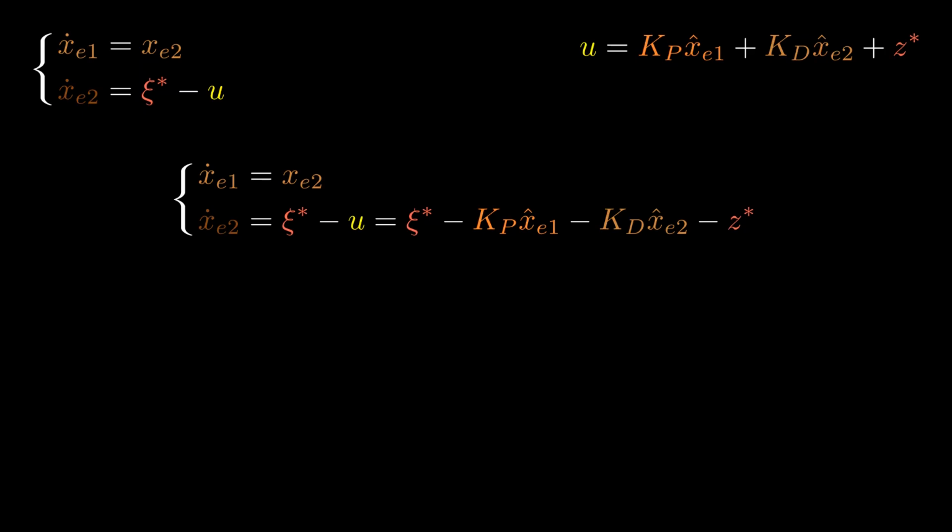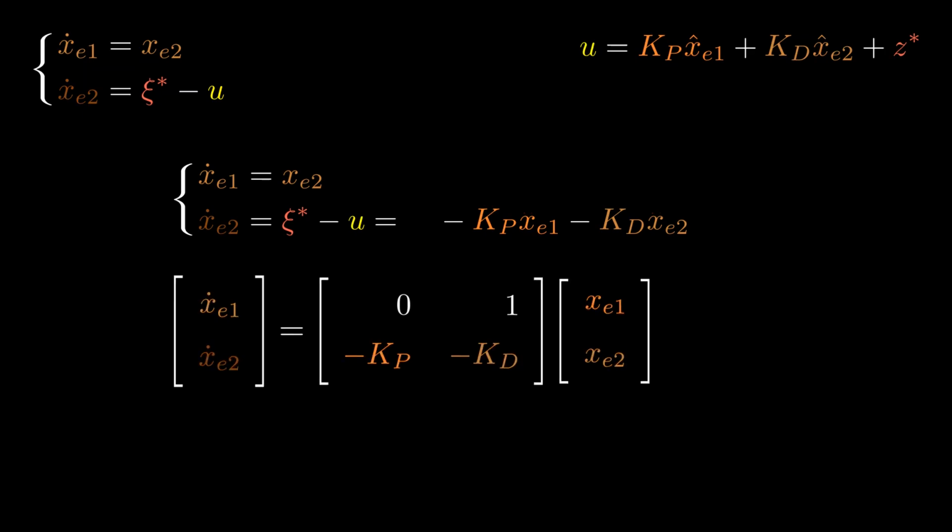We don't know the total disturbance, but we'll assume that the observer does its job well enough so that the psi star is cancelled out by the minus z star term. The assumption of a good enough observer lets us also replace the state variable estimates with the real state variables. Now let's write the same as a matrix equation. This time let's call the matrix AX.